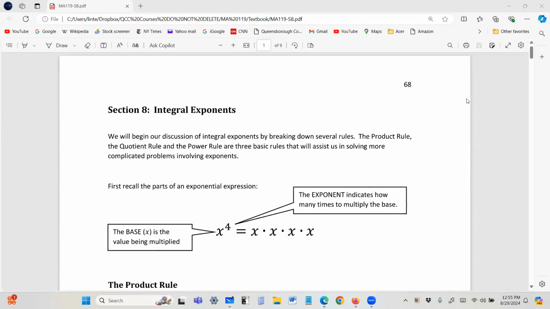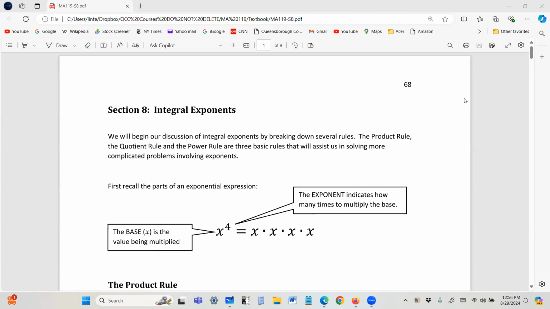Okay, so in this video, we're going to cover section 8, which deals with integral exponents. Integral meaning that the exponents are integers, but later in the course, we'll see that the same properties that we're going to cover here apply if the exponent is a real number or a fraction. But for now, we'll focus on integral exponents.